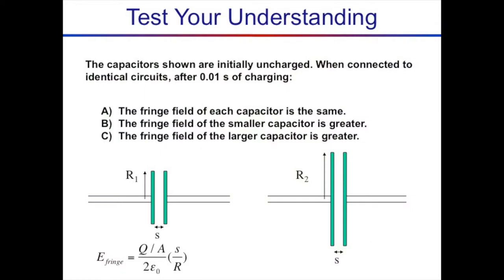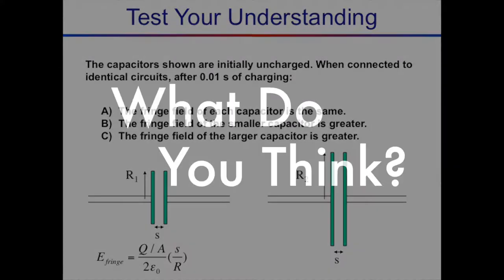So the capacitors shown are initially uncharged. Let's connect them to identical circuits, and then after a certain amount of charging, 0.01 seconds, do we have the situation that A, the fringe field of each capacitor is the same, B, the fringe field of the smaller capacitor is greater, or C, the fringe field of the larger capacitor is greater? And here's the equation for fringe field. It's Q over A over 2 epsilon naught times S over R. S is the separation. R is the radius of the plate.